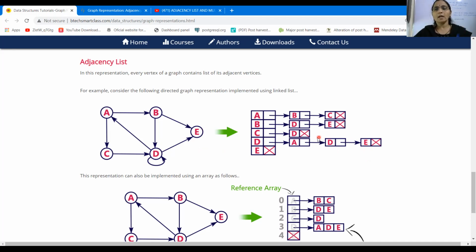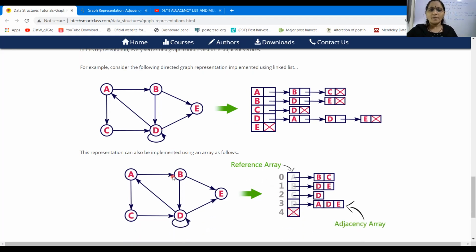And what about E? See here, for E there is no outgoing edge, and that's why for E there is no adjacent node. It's very simple. In adjacency list, you only check the adjacent nodes and accordingly draw the linked list structure. So this is the non-sequential representation. You can also represent it with an array. Very simple. Instead of that node structure, you just give an array memory structure.